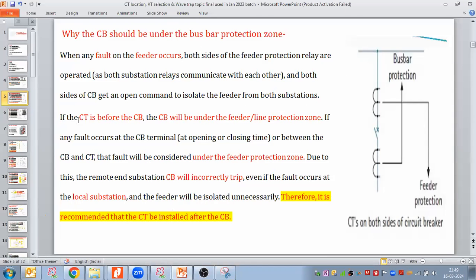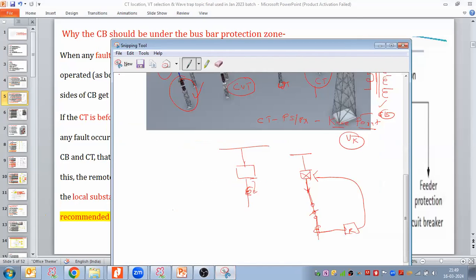So if the CT is before the breaker, like this is the case, this symbol is for the breaker, this symbol is for the CT, then the circuit breaker will be under the feeder or line protection zone. If any fault occurs at the breaker terminal, at opening or closing time, or between the breaker and CT, take this case.